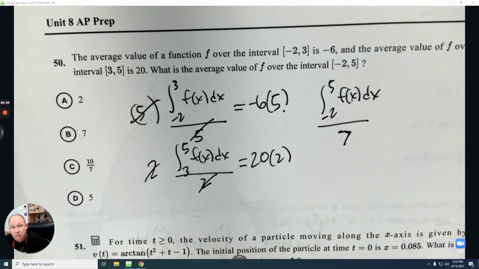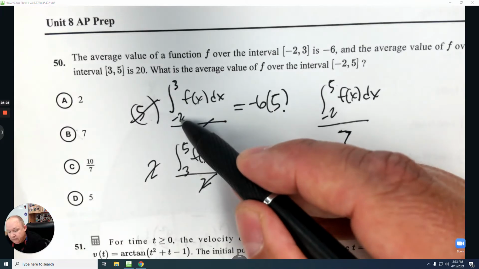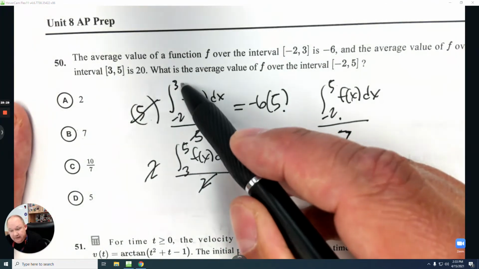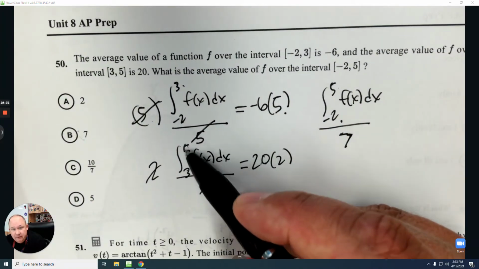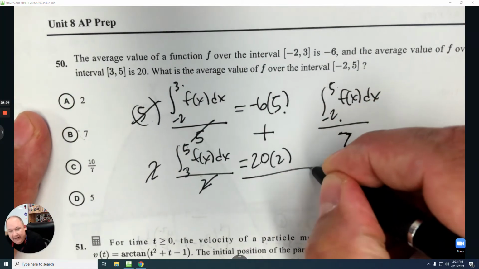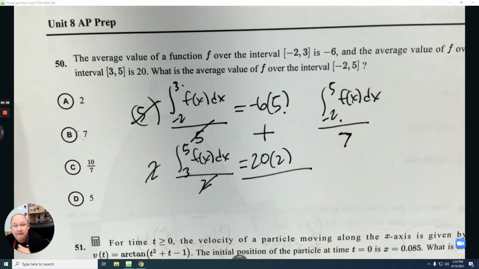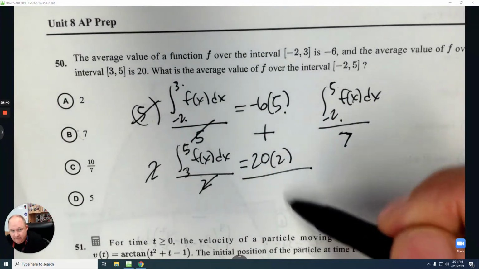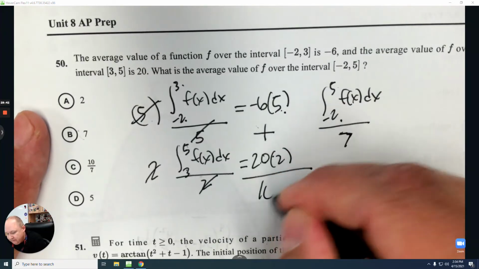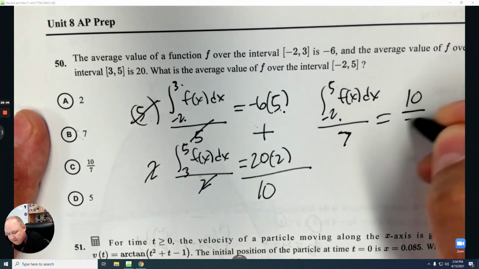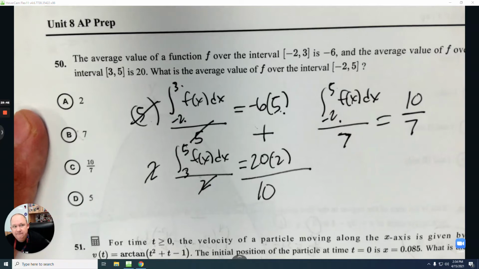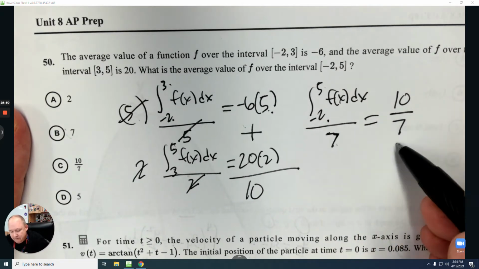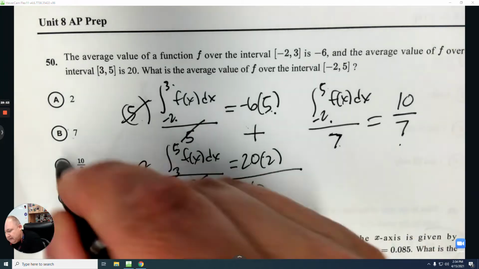My question is, what happens when you integrate from negative 2 all the way to 5? Since I have the answer from negative 2 to 3, and I have the answer from 3 to 5, all I need to do is add these up, and that will tell me the area under the curve from negative 2 all the way to 5. So negative 30 plus 40 is 10. So that means from negative 2 to 5, the integration or the area under the curve is 10, and you divide that by 7, the difference of the bounds, and you have your answer.